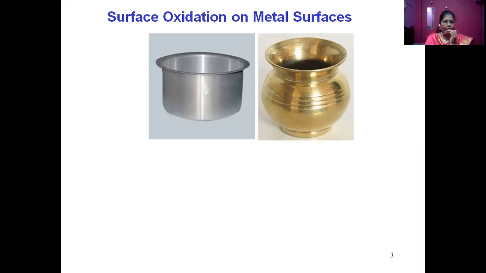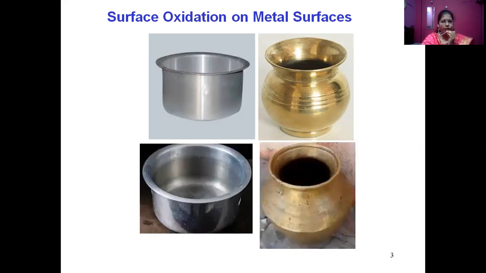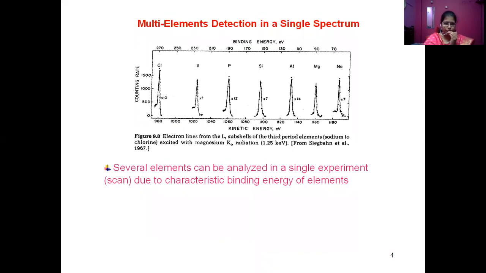So why do we need to study this specific spectroscopy? We will know the reason. First, when you buy utensils from the market, they look like this. But when we use them for some time, they look like this. Why is it so? As we all know, surface oxidation of the metal happens. We need to prove this using some techniques, and X-ray photoelectron spectroscopy can be a good technique to prove these kinds of concepts.